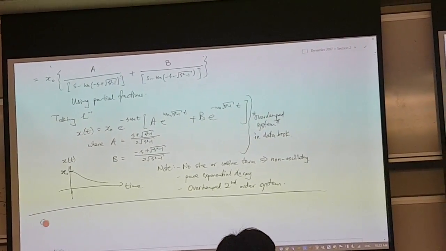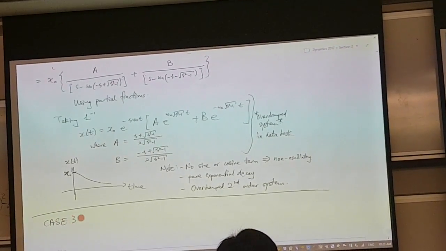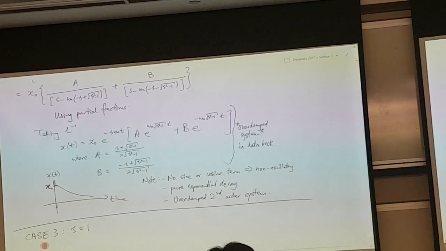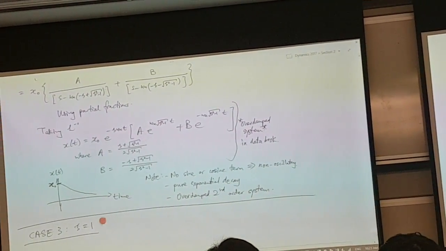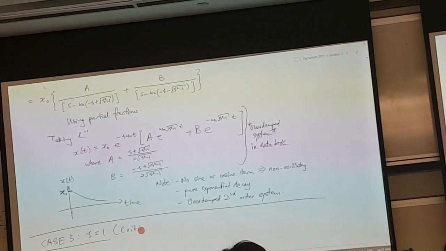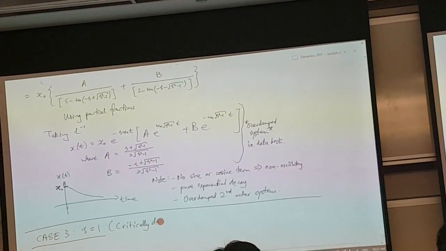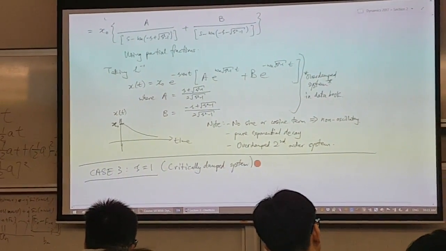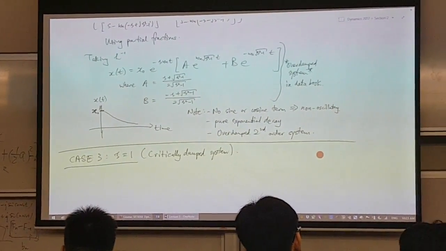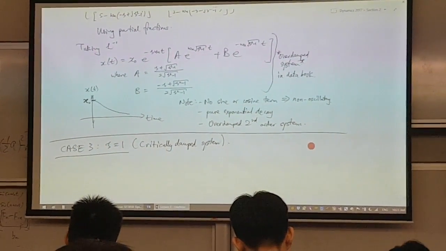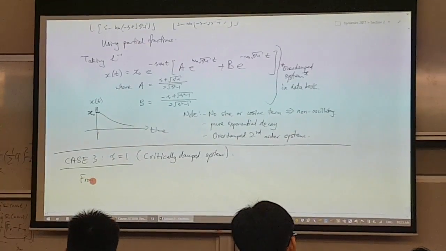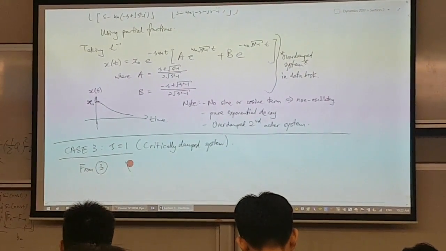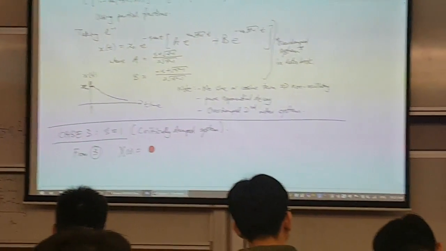That was case 2. Case 3. Case 3, you have zeta that's equal to 1. In this case, we call it the critically damped system. So for a critically damped system, we'll take equation 3. I'll write down equation 3.